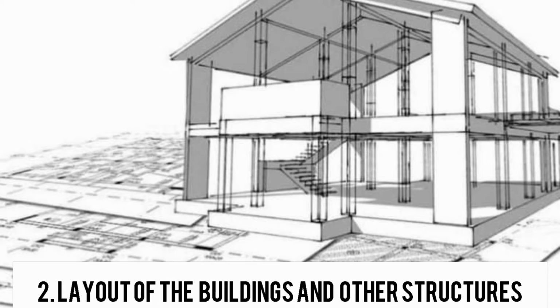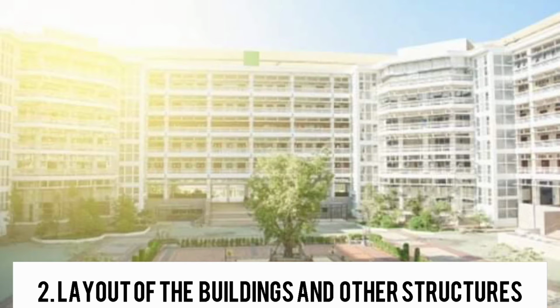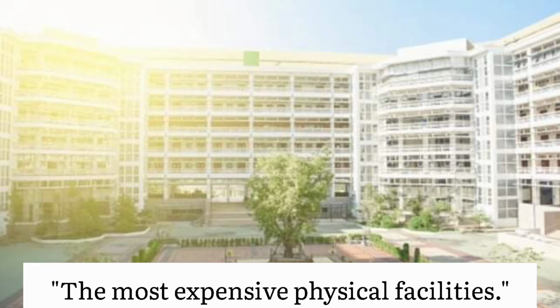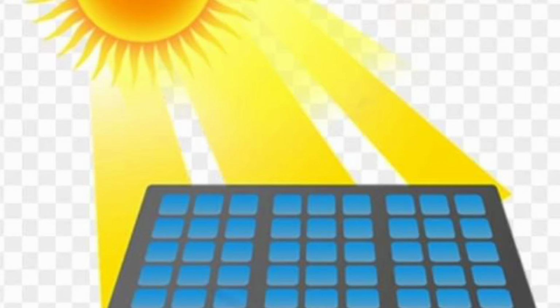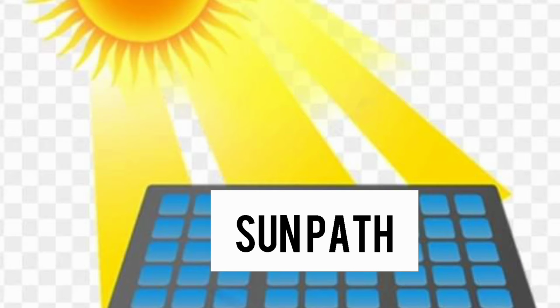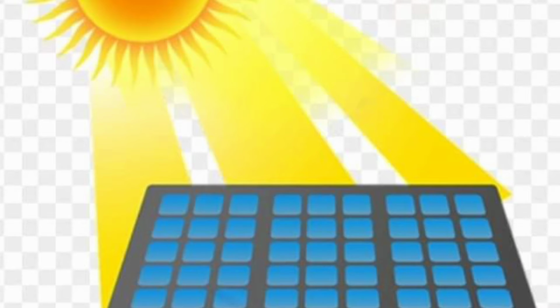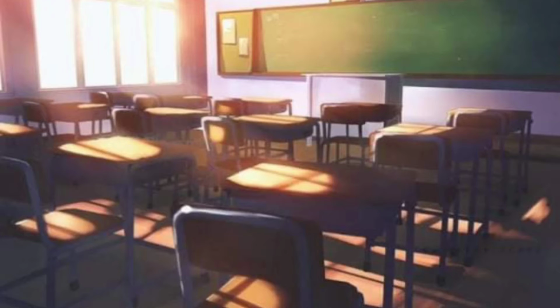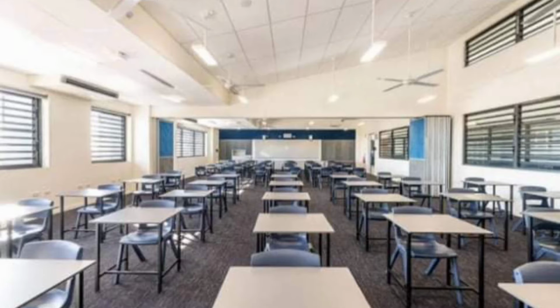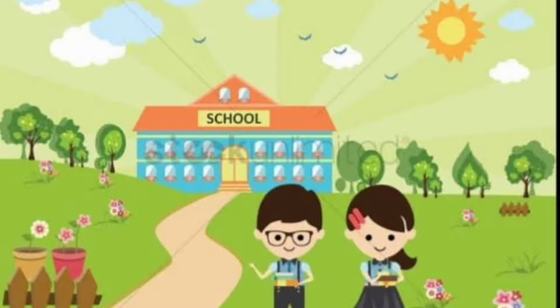The next one is the layout of the buildings and other structures, which are the most expensive physical facilities in the school. It is critical in preparing the site development plan. School buildings shall be oriented in accordance with the sun path, or the east-west course of the sun during the day. Variations in the sun path on certain seasons of the year are negligible. To prevent the direct entry of sunlight into the instructional spaces, buildings shall be laid out along the east-west axis so that the windows have a north-south exposure.